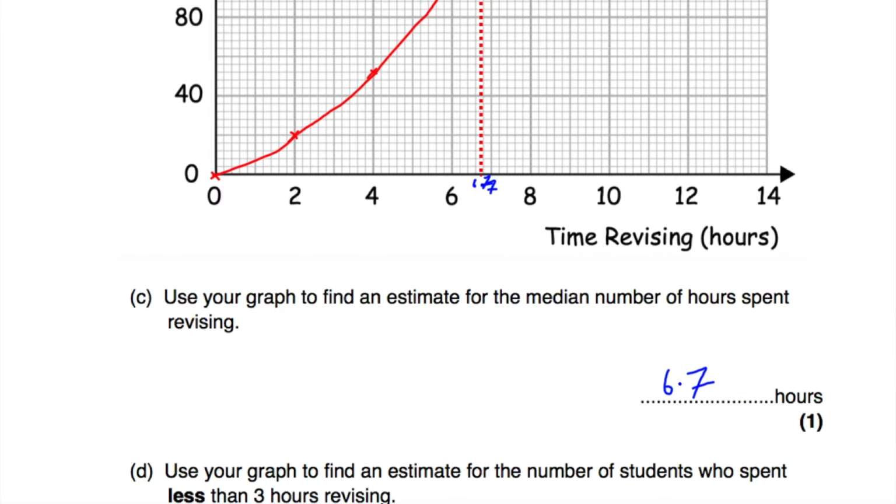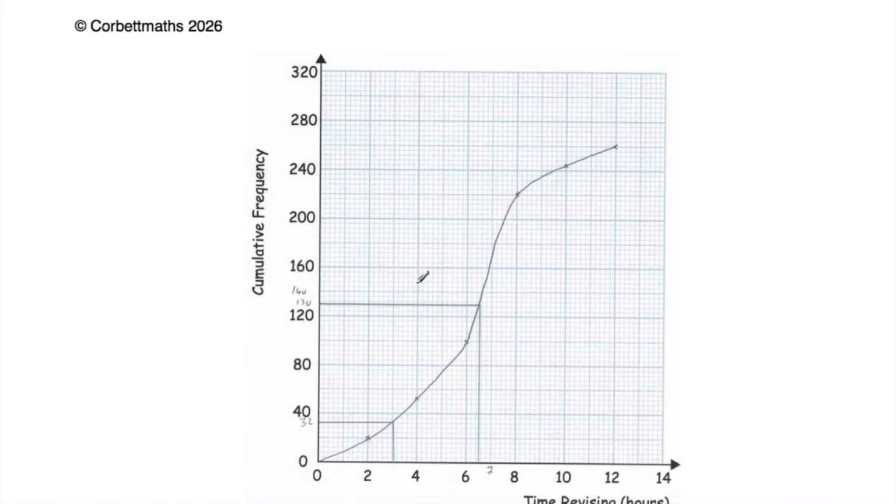Now if we have a look at the one that I've got on the website, so whenever I printed out the practice questions and done it using pencil and ruler and so on, I went from 130 across and down, and I found it to be exactly in between 6 and 7. So that would be 6.2, 6.4, 6.5 there. So I found it to be 6.5.